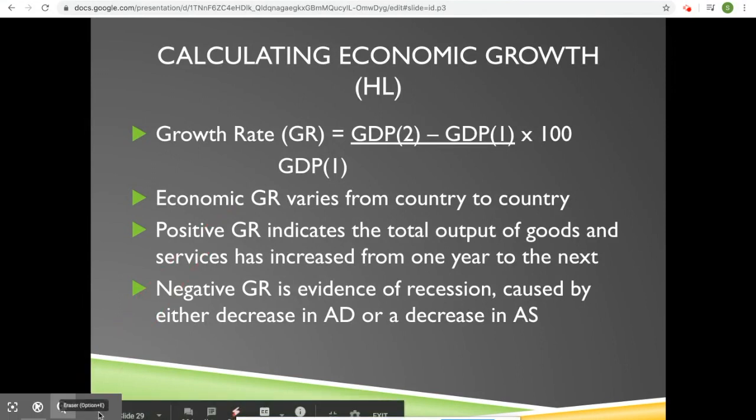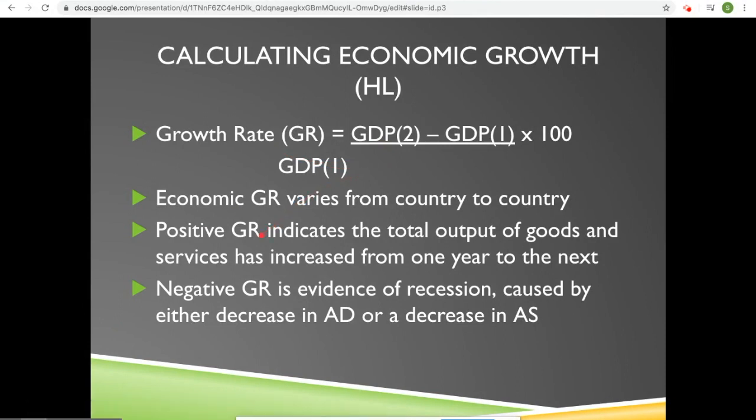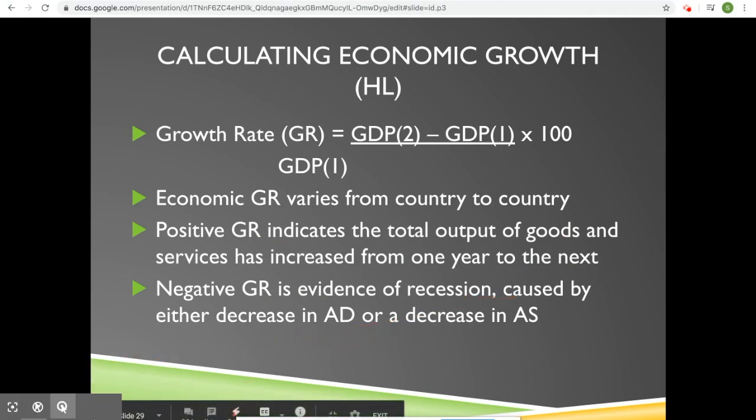Okay, for the HL students, you'll need to calculate economic growth. So this is basically the formula of the growth rate. It varies from country to country. A positive growth rate indicates that the total output of goods and services has increased from one year to the next. And negative is the evidence of recession caused by either a decrease in AD or a decrease in AS.